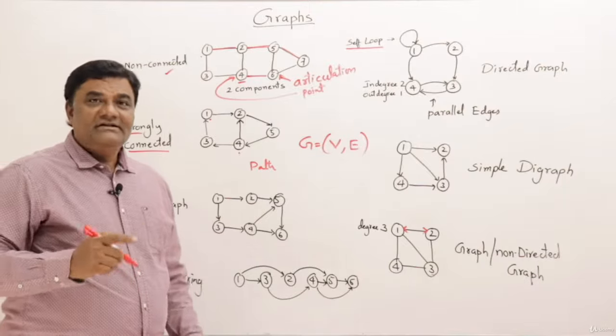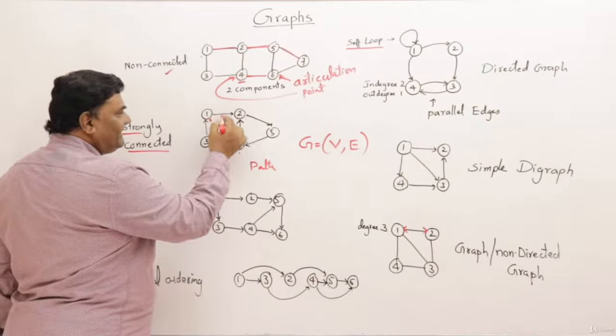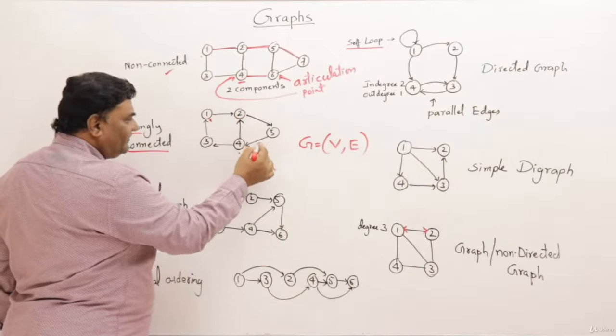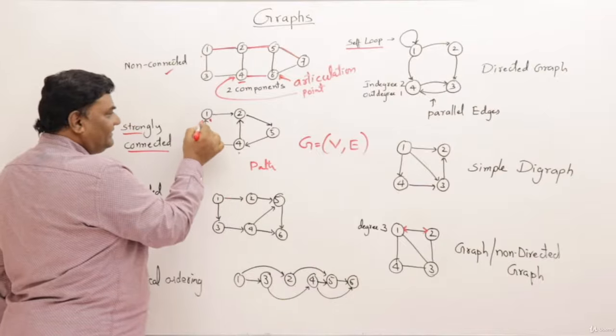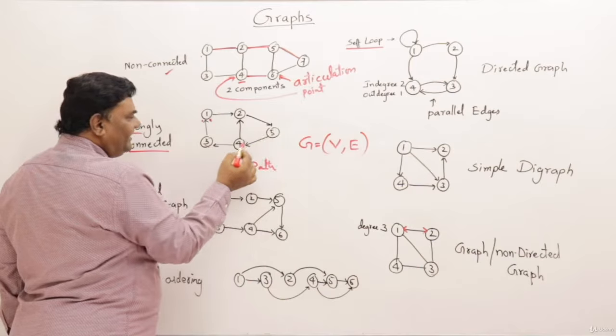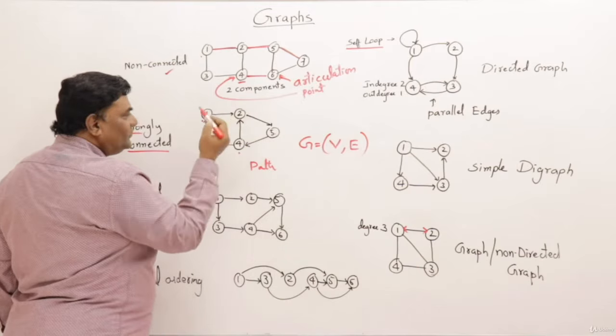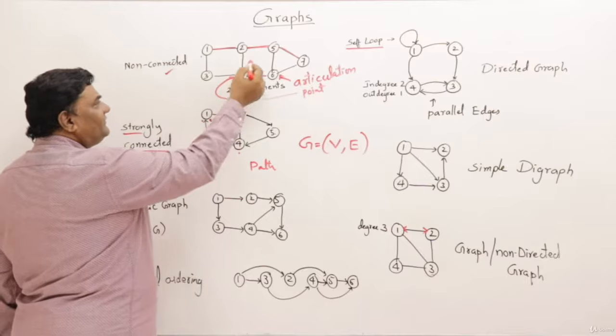The next term is cycle. If there is a path that is starting from some vertex and going around few set of vertices and again reaching back, then it is called as a cycle. Like from 1 to 2, 2 to 5, 5 to 4, then 4 to 3, then 3 to 1. 2, 5, 4, then 2. It's a cycle.